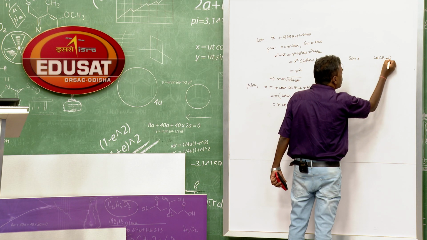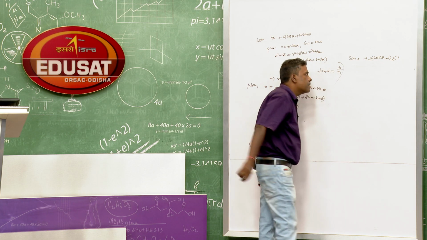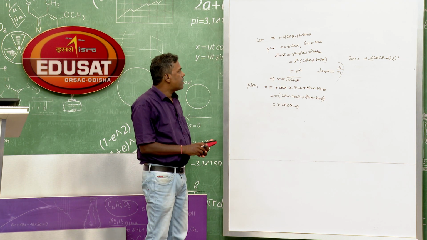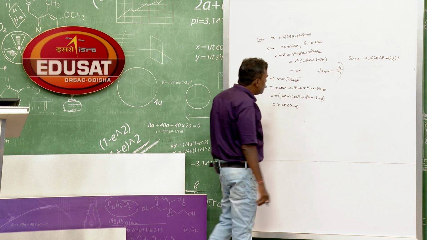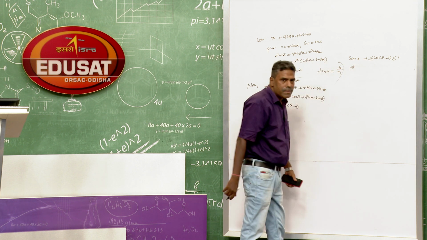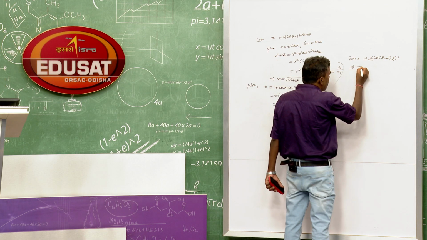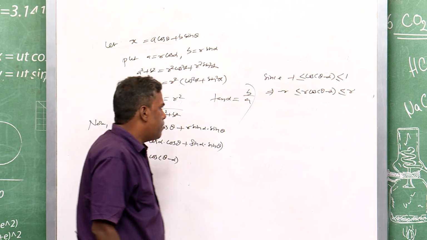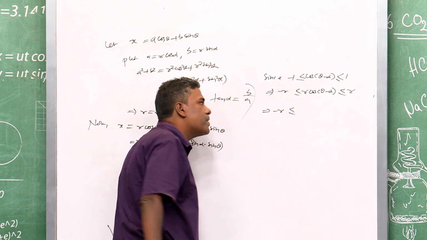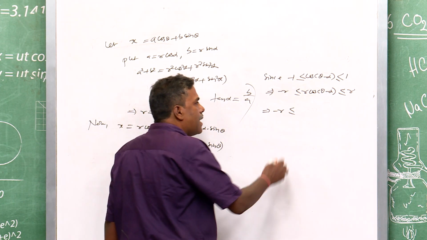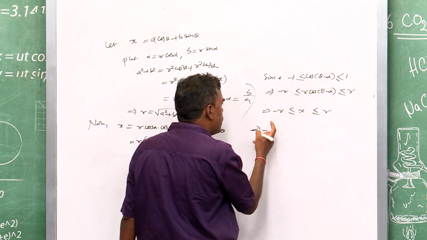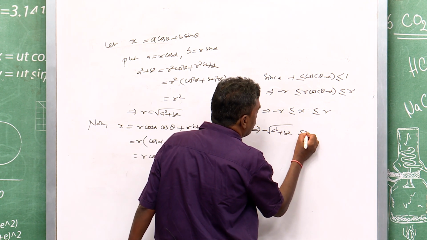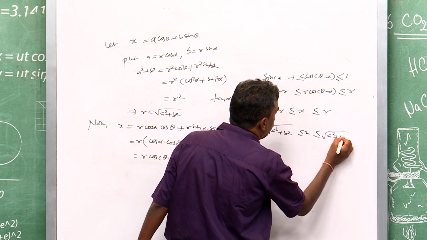Since cos of theta minus alpha is greater than or equal to minus 1 and less than or equal to 1. Cos of anything lies between minus 1 and 1. Since r is positive, let us multiply this inequality by r. So, minus r is less than or equal to r cos theta minus alpha, which is less than or equal to r. That is equal to x. So, minus r is less than or equal to x, less than or equal to r, where r is equal to square root of a square plus b square. So, minus square root of a square plus b square is less than or equal to x, less than or equal to square root of a square plus b square.